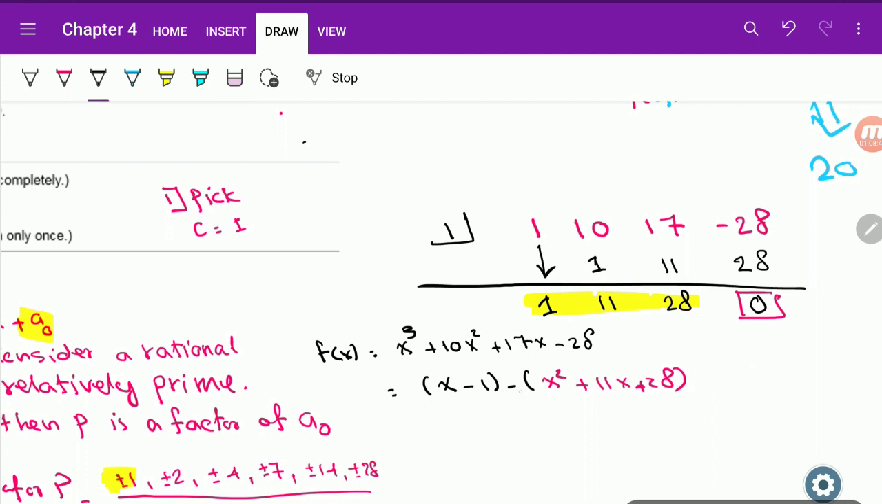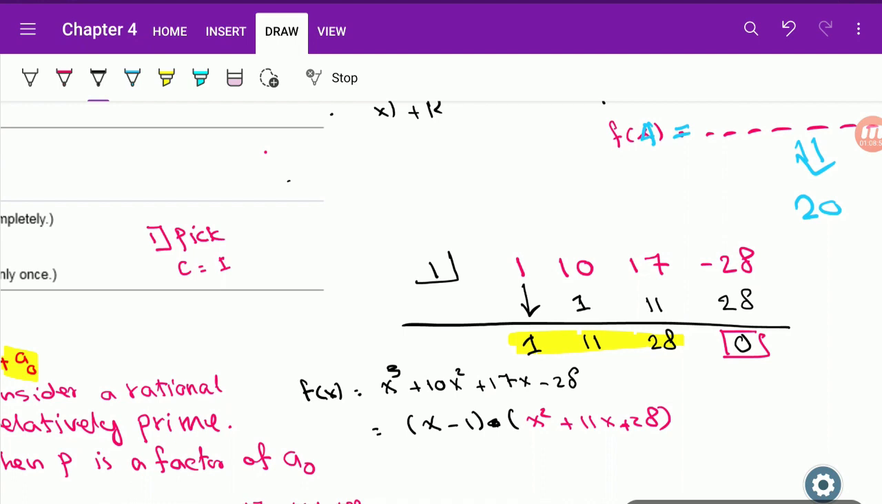So this is times, not minus, okay? The divisor is x minus 1. There's something we call what? The factor theorem. What did we find? We found that the 1 is a 0 of the function.